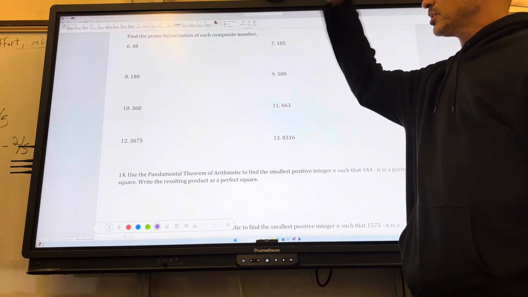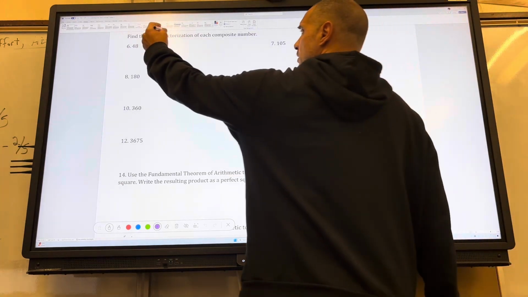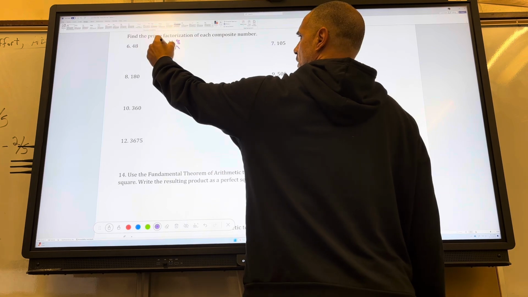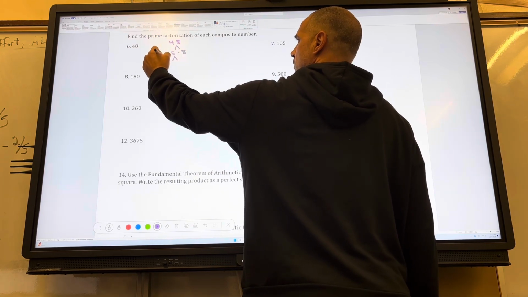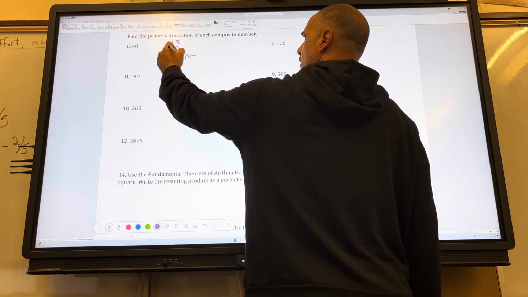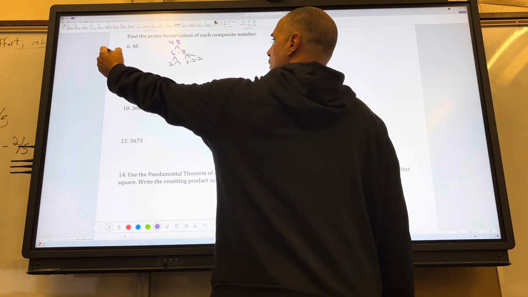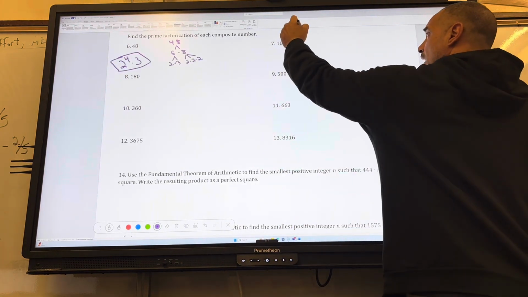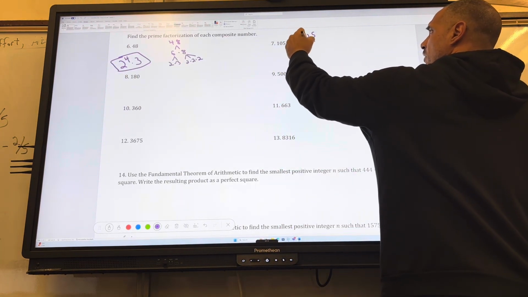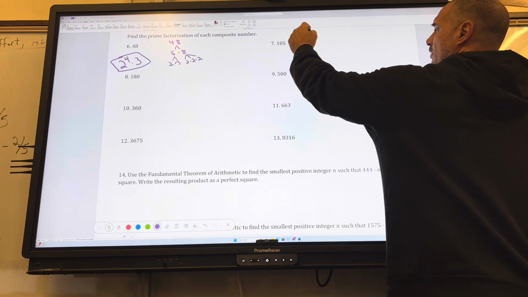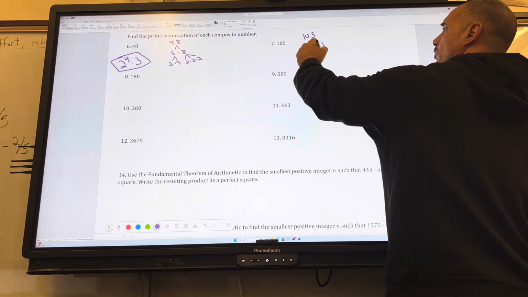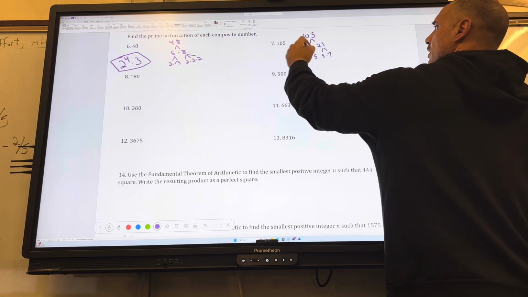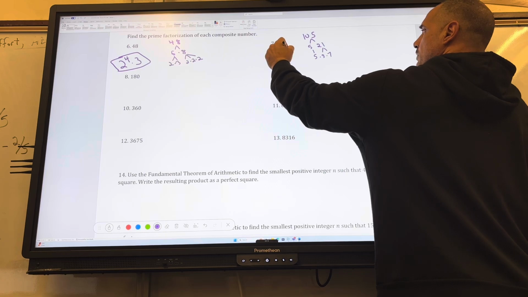Find the prime factorization of each composite number. So we're just going to break these numbers down. 48 divides into 6 times 8. Factors of 6, 2 times 3. Factors of 8, 2 times 2 times 2. So that's 2 to the 4th times 3. Prime factorization of 105: we know that 5 goes into it. 5 goes in there twice, 21. And then the 5 comes down, and we've got 3 times 7. So this is 3 times 5 times 7.